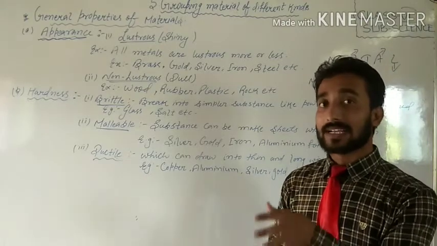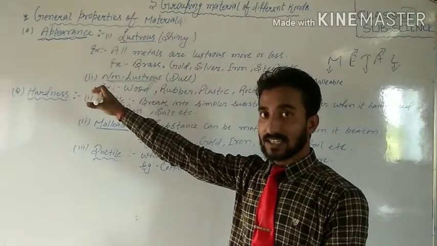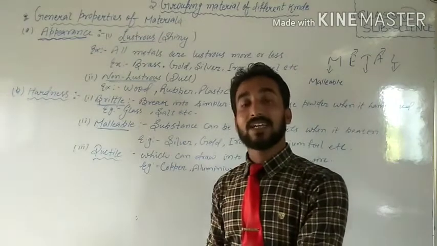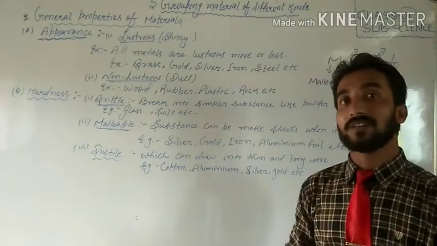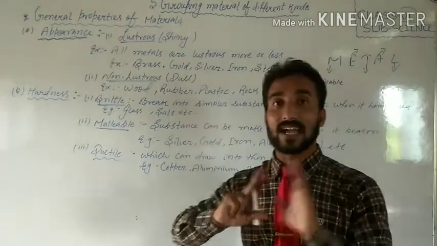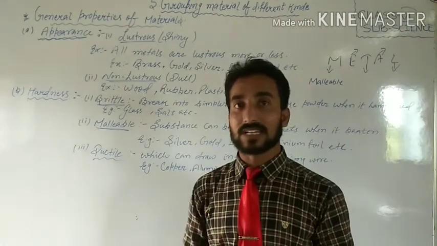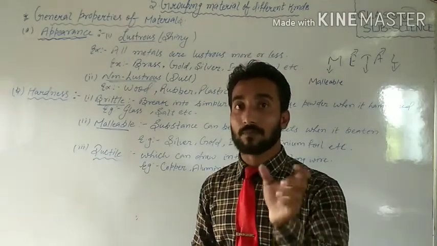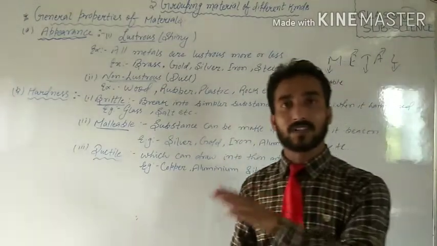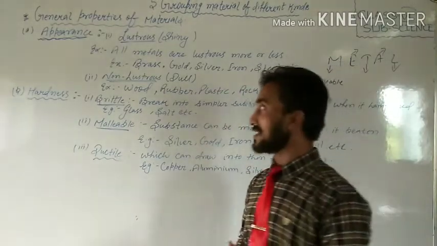Students, we can sort the materials on the basis of appearance. We have seen that on the basis of appearance, a material may be lustrous or non-lustrous. So on the basis of appearance, we can classify and separate different types of materials. But now, one step more, we will learn about hardness. We will see how to classify objects and materials on the basis of their hardness.